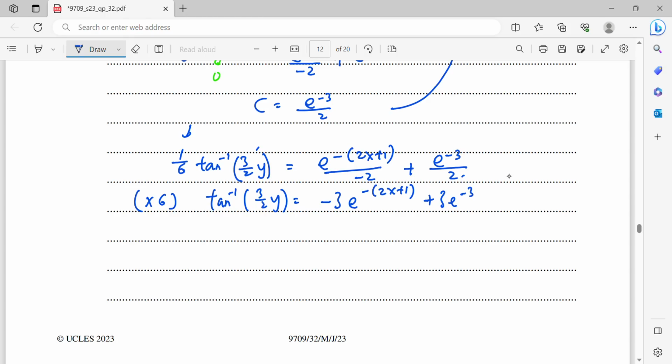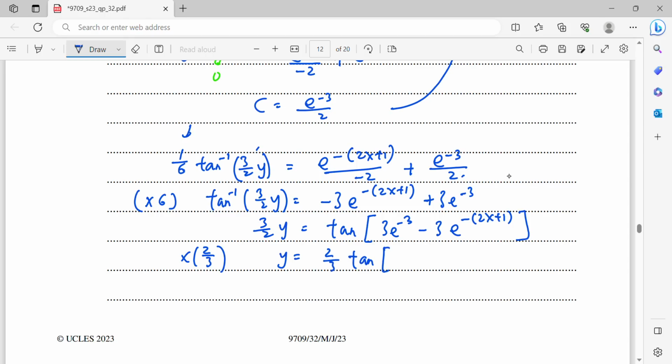Now in order to get the y, the inverse tangent will be moved to the right side. So it will be tangent. So 3 over 2y will be tangent of all these terms. So I will write the second term first because it is positive coefficient, then minus the first term. Okay, then my y, I will just times the whole equation by 2 over 3. Then you will be getting this as your final answer. Alright, so with this, I have solved this differential equation.